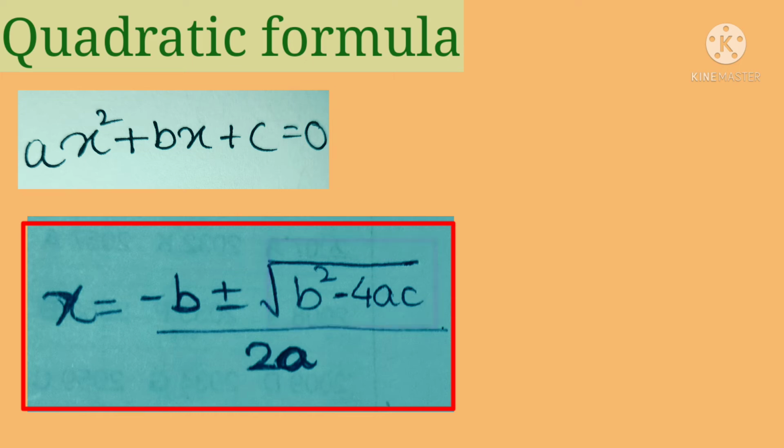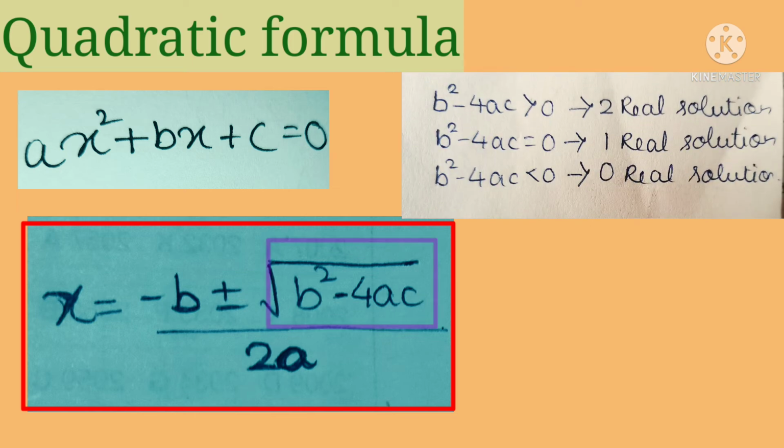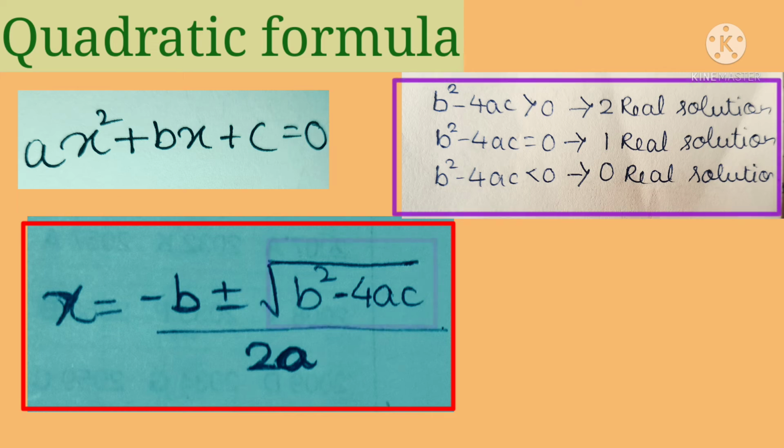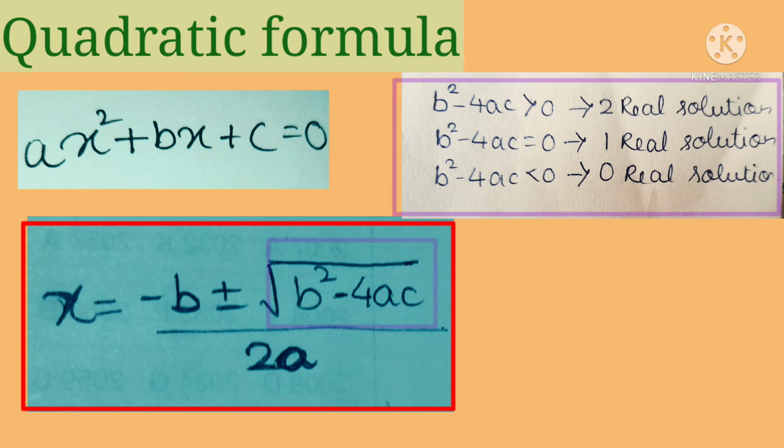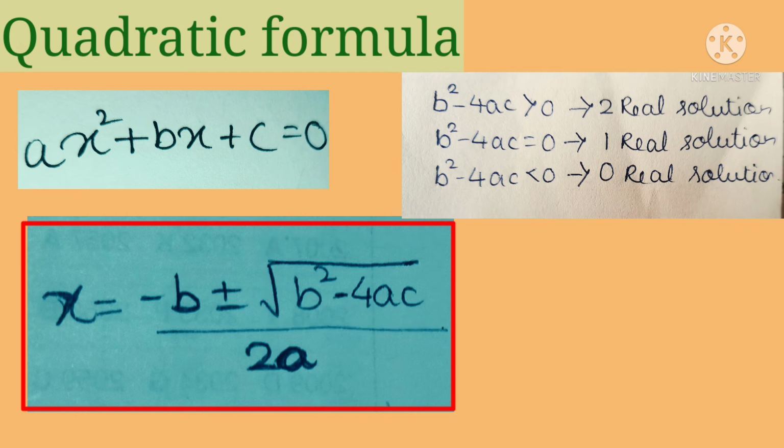Basically this b square minus 4ac is the discriminant value, which we usually represent as D. How the actual graph looks related to the discriminant value, I have posted a video separately, I have provided the link in the description box, and I'll mention it at the I button also.